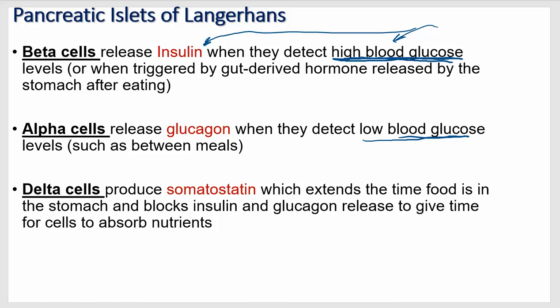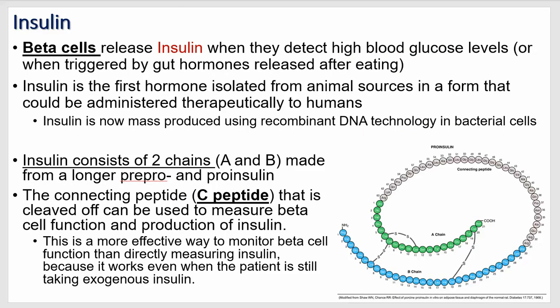delta cells produce somatostatin, which extends the time food is in the stomach, and blocks insulin and glucagon release to give time for cells to absorb nutrients. So they play kind of a modulating role. For instance, if blood glucose levels get too low, then they can block the release of insulin. But they can also block the release of glucagon when that's overactive too. So they're just different control mechanisms to modulate, or to control, that.